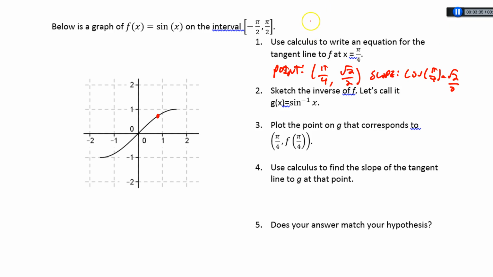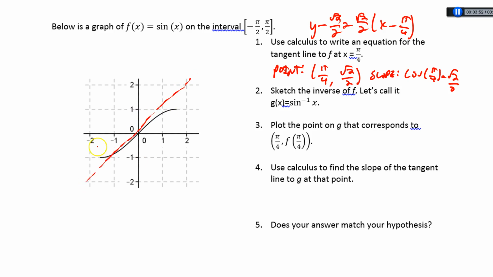So our equation is going to be y minus root 2 over 2 is equal to root 2 over 2 times x minus pi over 4. There we go. All right, now they want us to sketch the inverse. And the inverse is going to be this thing reflected over the line y equals x.